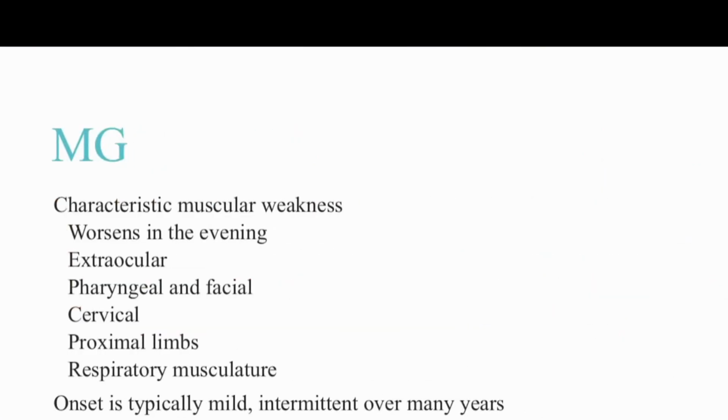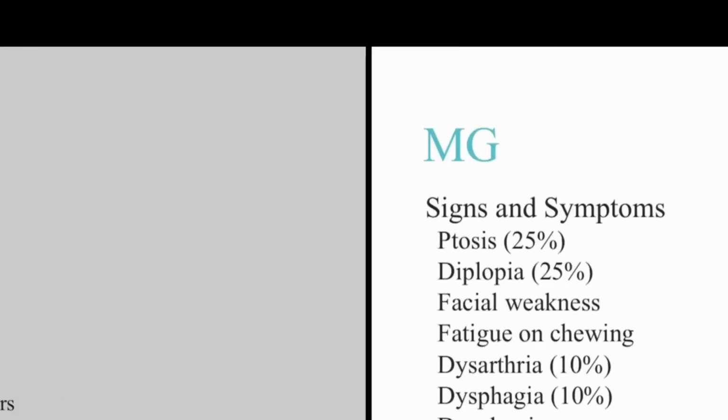So, characteristic muscular weakness. Worse in the evening. They have some extraocular problems. They're going to have some ptosis on the eyelids. Okay, lid lag. Some pharyngeal and facial issues, cervical, proximal limbs, shoulders and hips. They're going to have problems with shoulders and hips. Respiratory may have some issues there if the muscles are affected. Onset is mild, intermittent over many years. A myasthenia crisis can last hours or days.